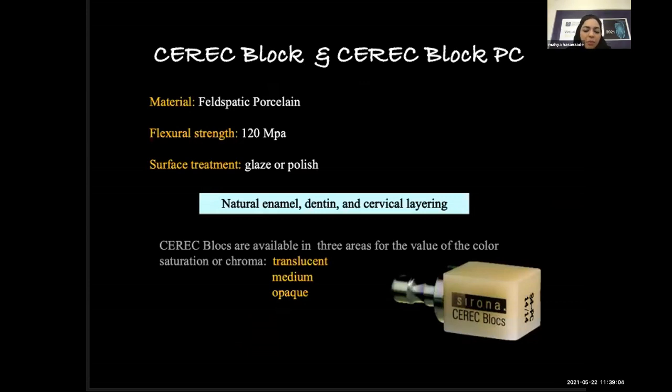The other feldspathic blocks that are available in the market are from Dentsply Sirona company with the name Cerec blocks and Cerec blocks polychromatic. Again, there are feldspathic blocks with flexural strength about 120 megapascal, and it can be glazed or polished. And several Cerec blocks are available with three translucencies: translucent, medium translucent, and opaque.